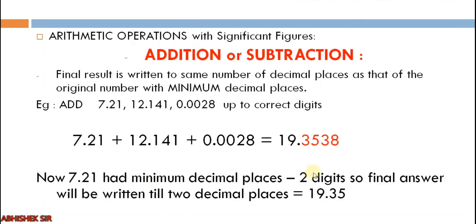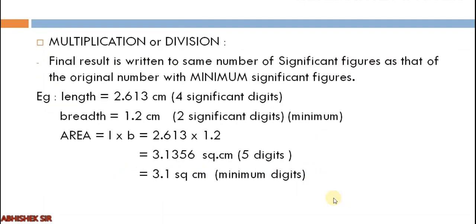So in both the rules, minimum decimal places in addition and subtraction, and minimum significant figures in multiplication and division, do the calculation, no doubt, bring your perfect answer, you can use the calculator, but ultimately the final answer must contain the minimum decimal places or minimum significant figures, right? So there is a separate rule for addition and subtraction, that is decimal places, and minimum significant figures in multiplication or division. So that's it for today's session.